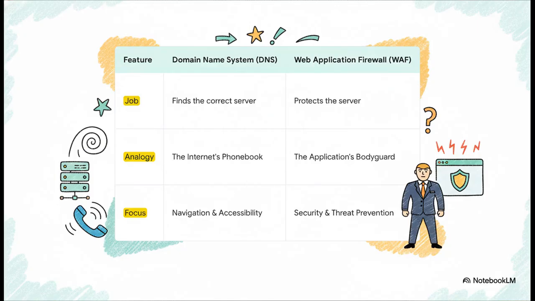On one hand, you've got DNS. Its job? Find the correct server. The analogy? The internet's phone book. Its focus is all about navigation and making things accessible. Then on the other hand, you've got the WAF. Its job? Protect that server. The analogy? The application's bodyguard. And its focus is pure security and stopping threats. Two very different missions that come together to create one seamless, secure experience for you.